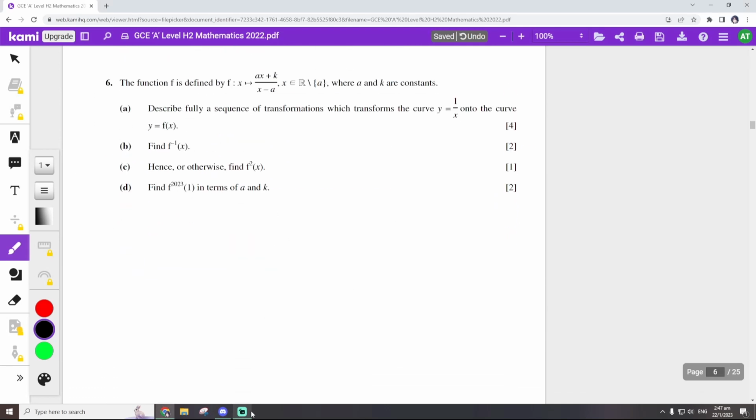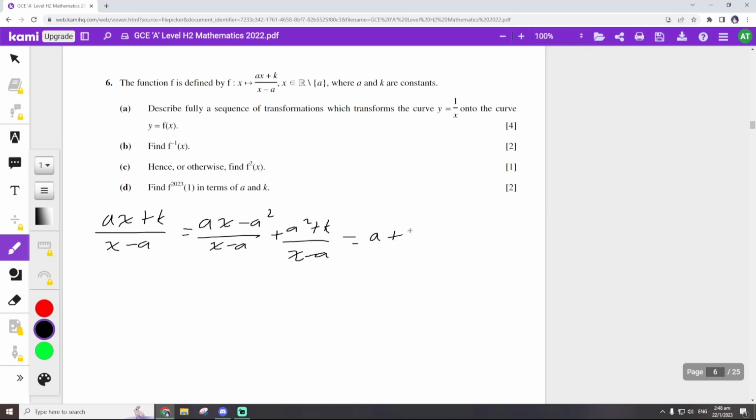Question 6. The function f is defined by the following. Describe fully a sequence of transformations which transforms the curve y equals 1 over x onto this curve. Okay, so (ax + k) divided by (x - a). Firstly, let's split this fraction. So I'm going to write this as (ax - a squared) divided by (x - a) plus (a squared + k) divided by (x - a). The a factors out, so I get a plus (a squared + k) divided by (x - a).